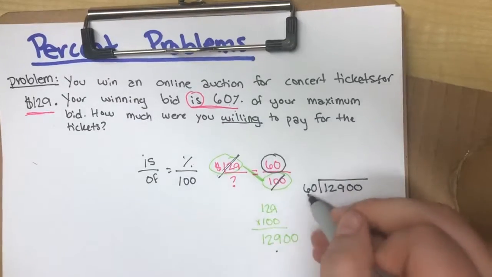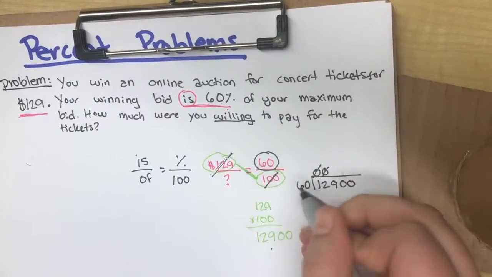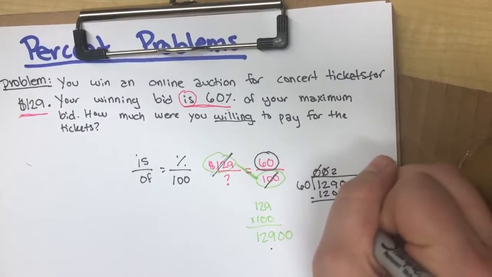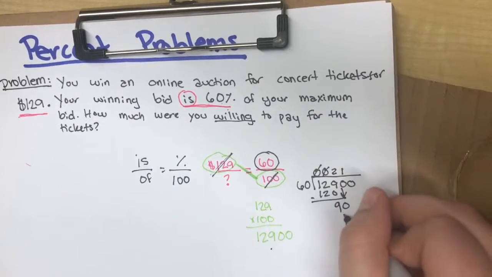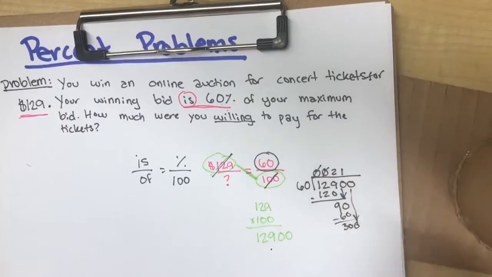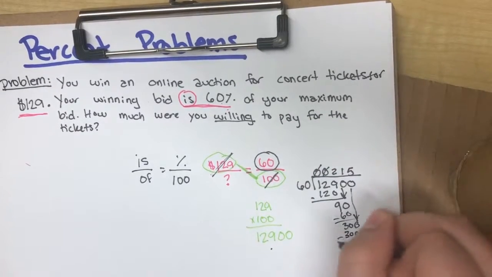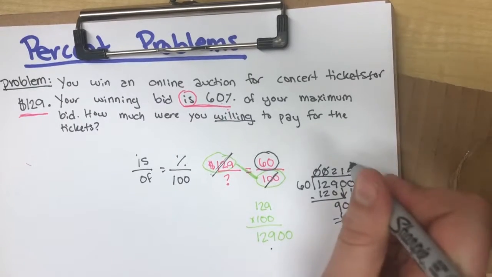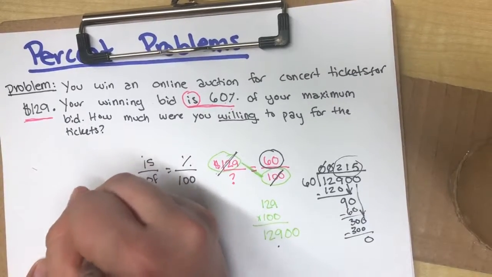Okay, so 60 goes into 1, 0 times. 60 goes into 12, 0 times. 60 goes into 129, 2 times, which is 120. Remainder of 9, bring down that 0. 60 goes into 90 once. Remainder of 30, bring down that 0. 60 goes into 300 evenly 5 times, which is 300. And my remainder is 0, so I don't need to keep going with a decimal. I know that my answer is $215.